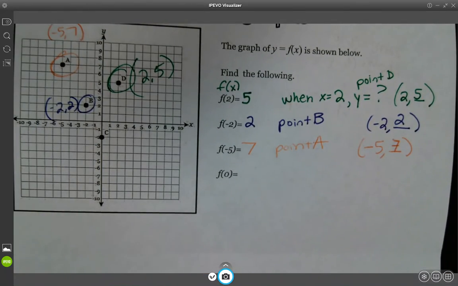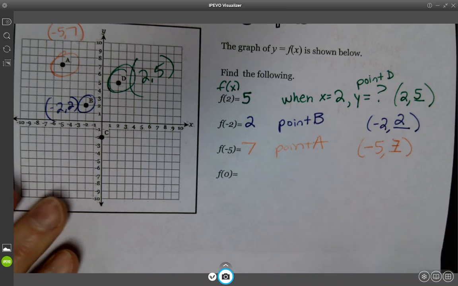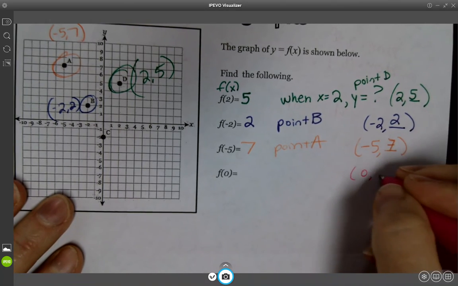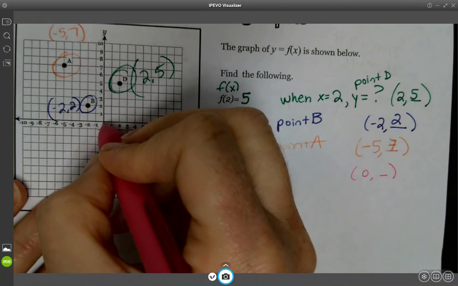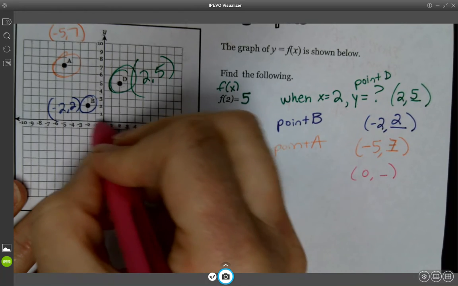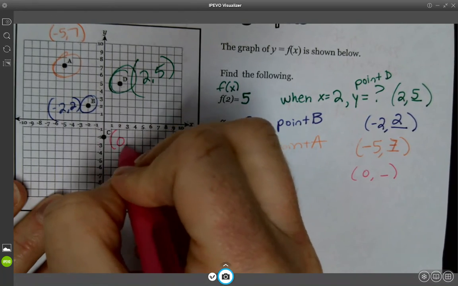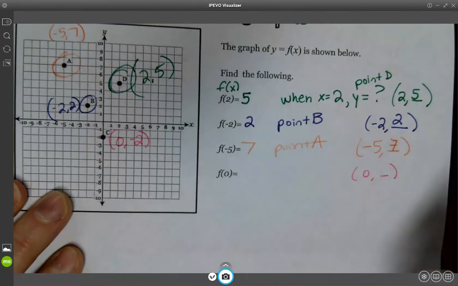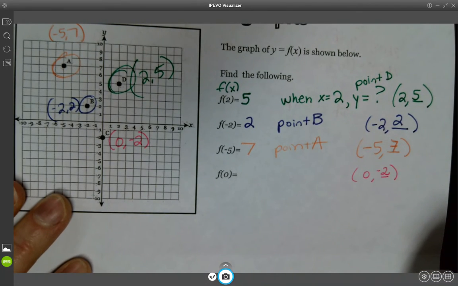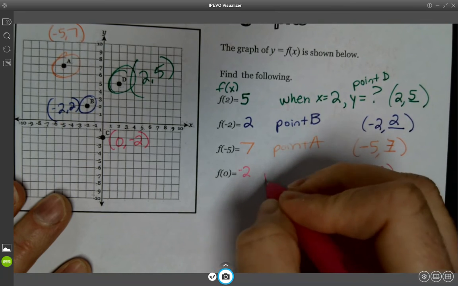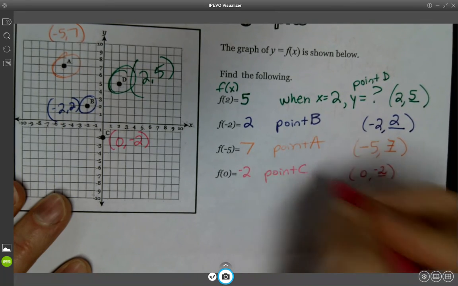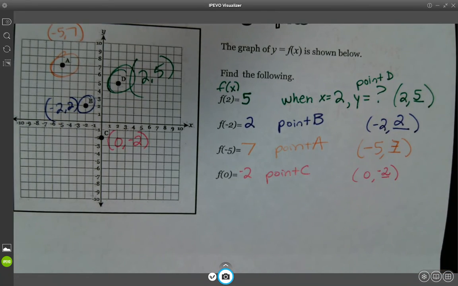All right, and then one last one. F of 0 means when x is 0, y is... X means 0 left and right. Negative 2. So it's negative 2, and it's point C. Okay, looking at the graph, doing function notation, hard or easy?